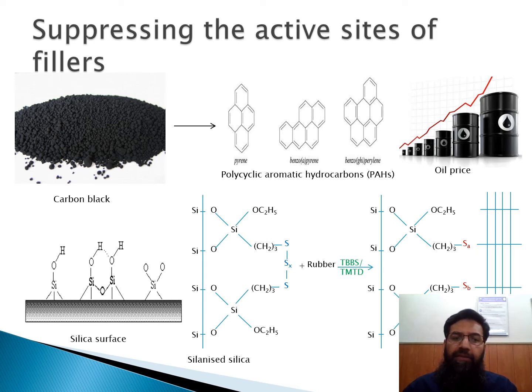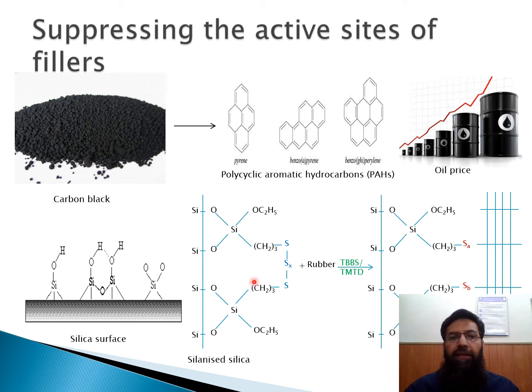So we take the silanes and treat the silica with them, and those silanes actually react with the hydroxyl or silanol group. When they react with the hydroxyl or silanol group, they make a chemical bond with the silica, and now the active site would be that silane, rather than the simple hydroxyl or silanol group on the surface.